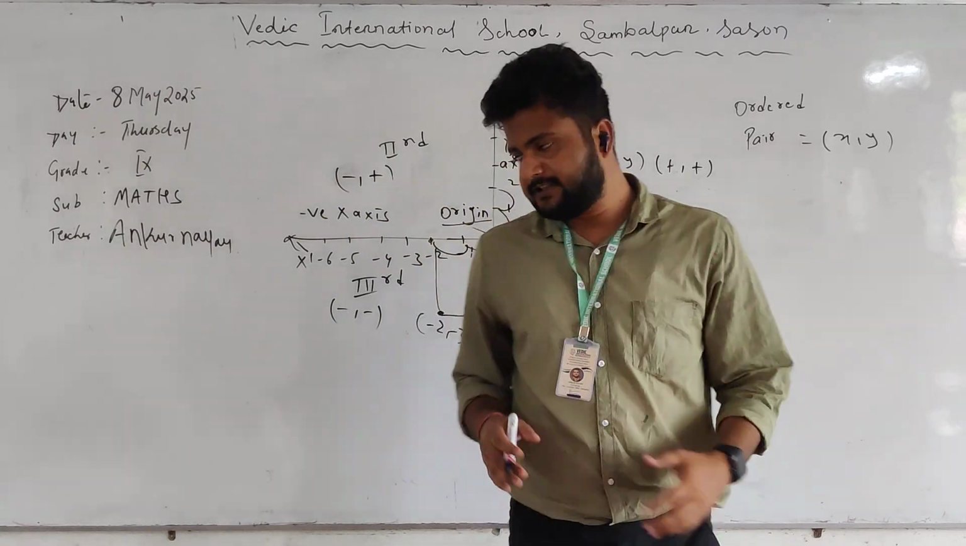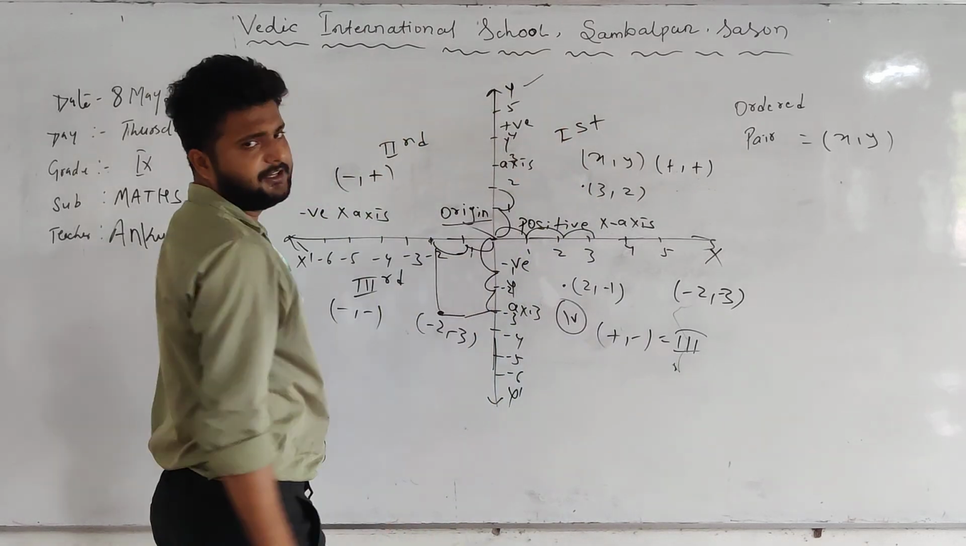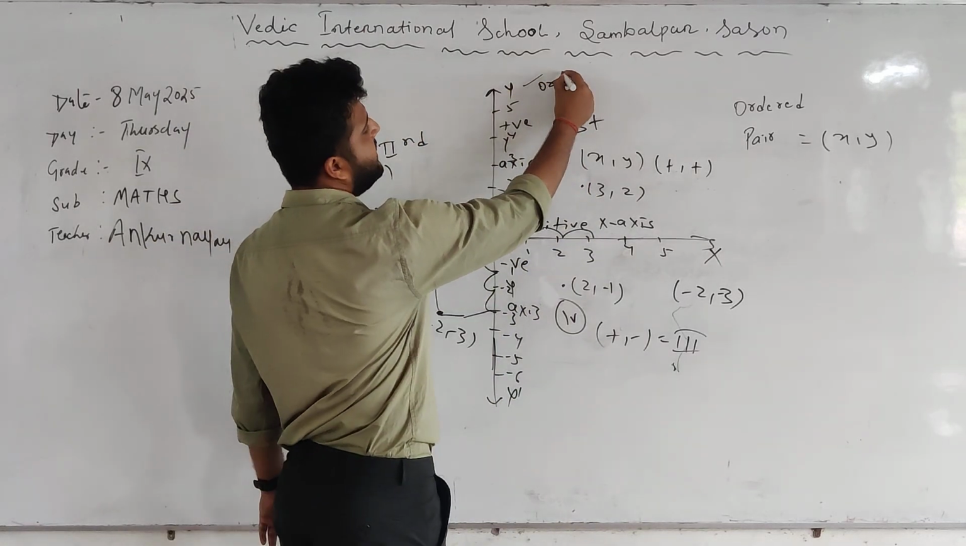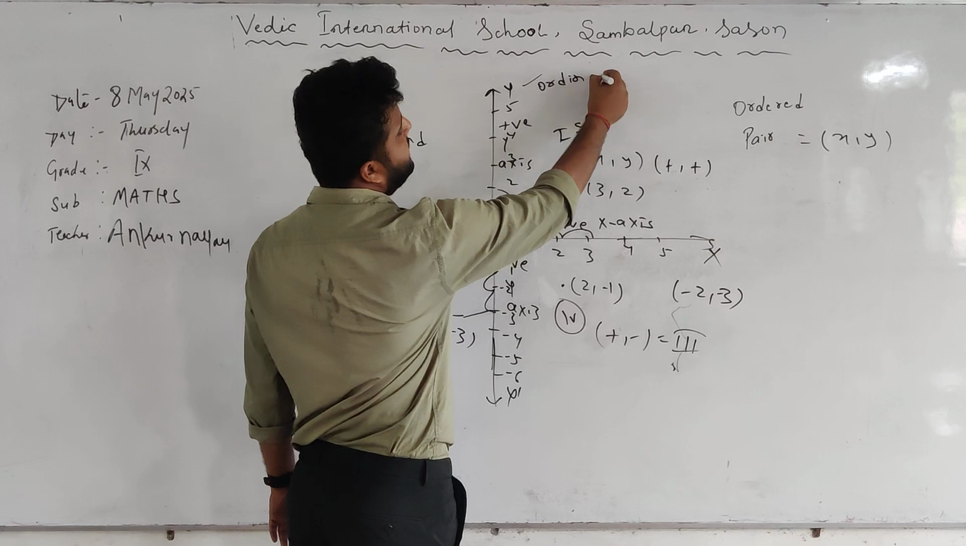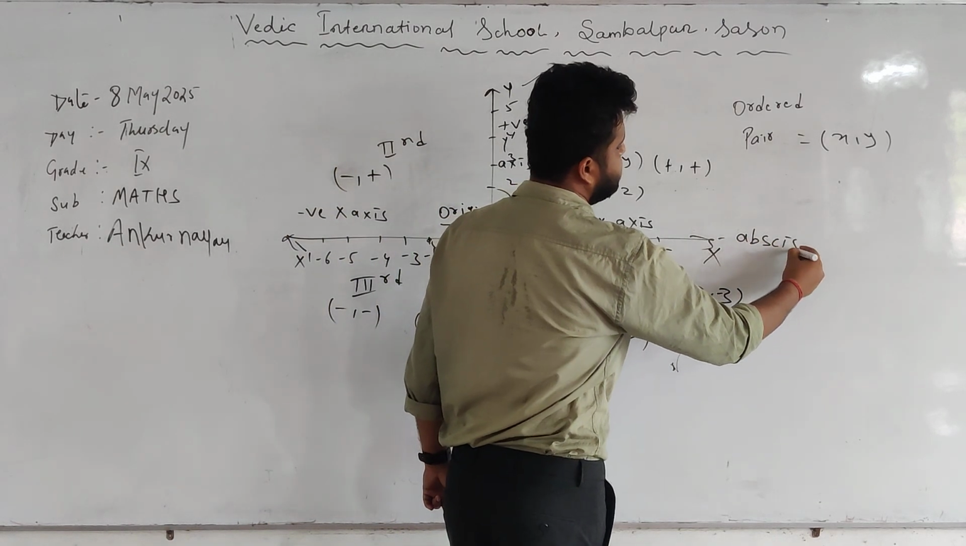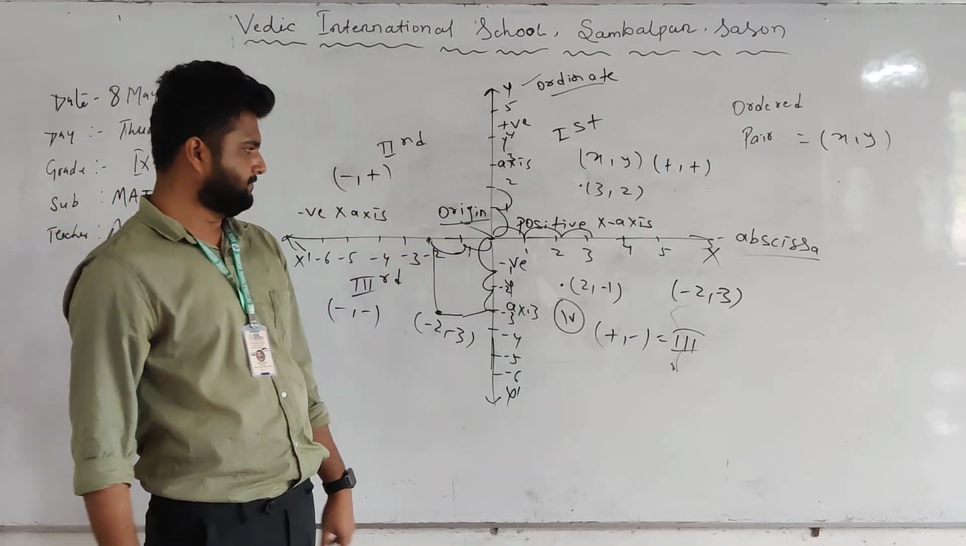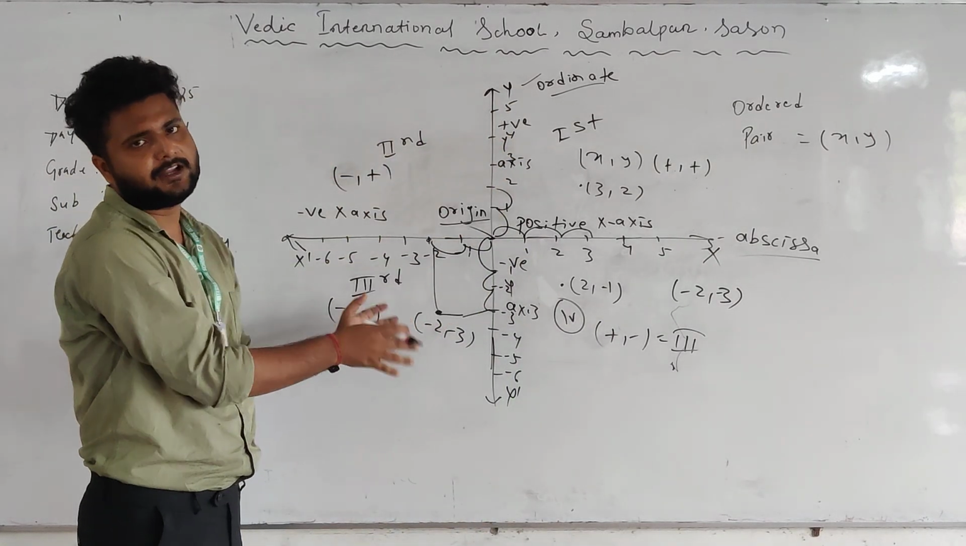Now there is another name for these axes. The y axis is also called the ordinate, and the x axis is also called the abscissa. This is called the origin, and this whole thing is called a Cartesian plane.